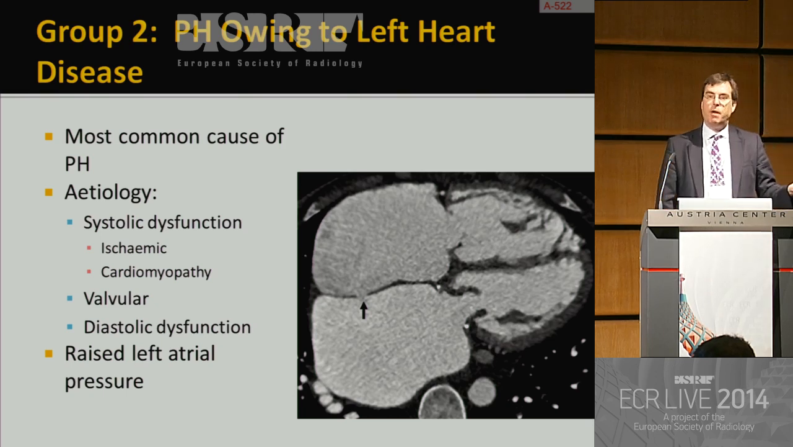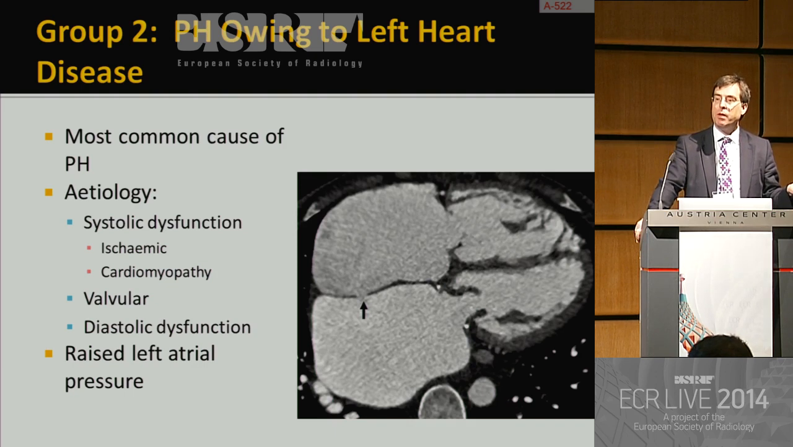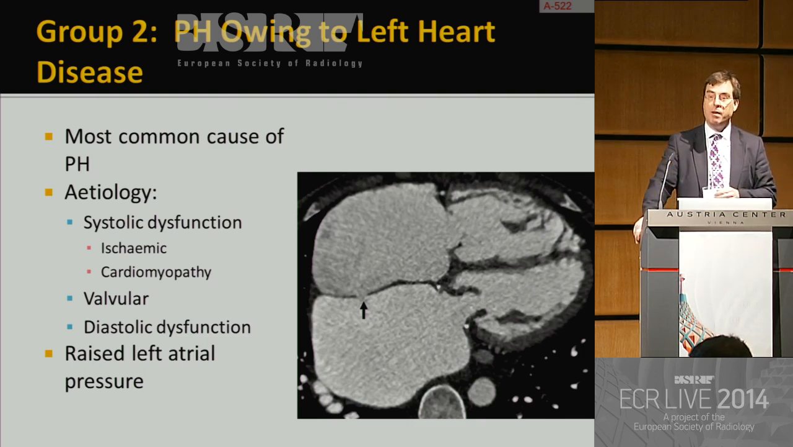Moving on now from small vessel diseases to group 2 diseases, secondary to chronic left heart disease. Broadly, these can be divided into cardiac disease due to systolic dysfunction of the left ventricle, obviously ischemic cardiomyopathy being the most common, valvular heart disease, and diastolic dysfunction of the left ventricle. No matter what, they cause increased left atrial pressure. That requires an increased driving force through the pulmonary arteries to maintain cardiac output, i.e. requires pulmonary hypertension.